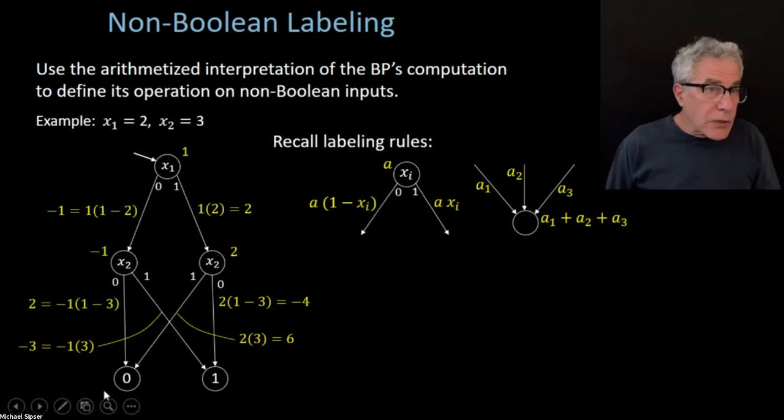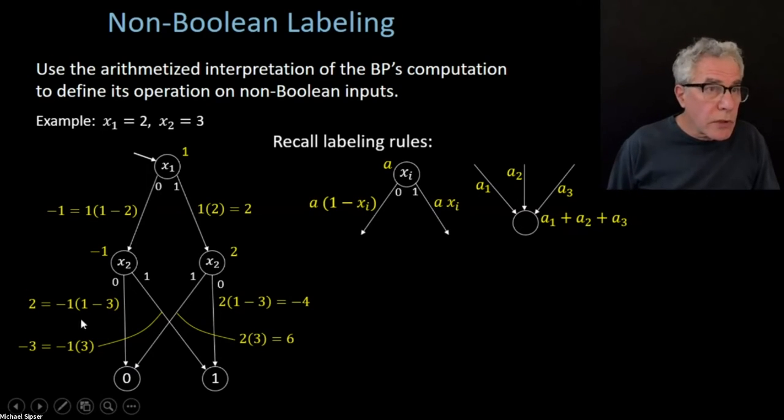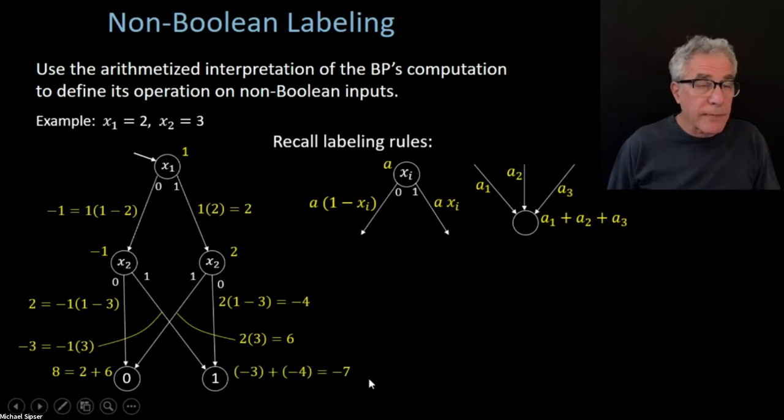And now let's say, what is the label on this 0 node here? So you take the sum of its incoming labels. So there was a 2 and a 6. So that's an 8. And this is a minus 3 and a minus 4 coming in. So that's a minus 7. What's the output? The output is minus 7 because that's the label on the 1 node. Okay, output is minus 7.